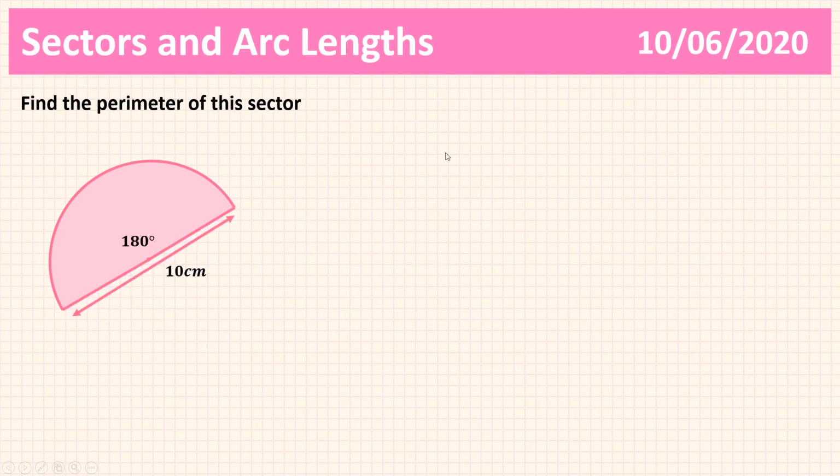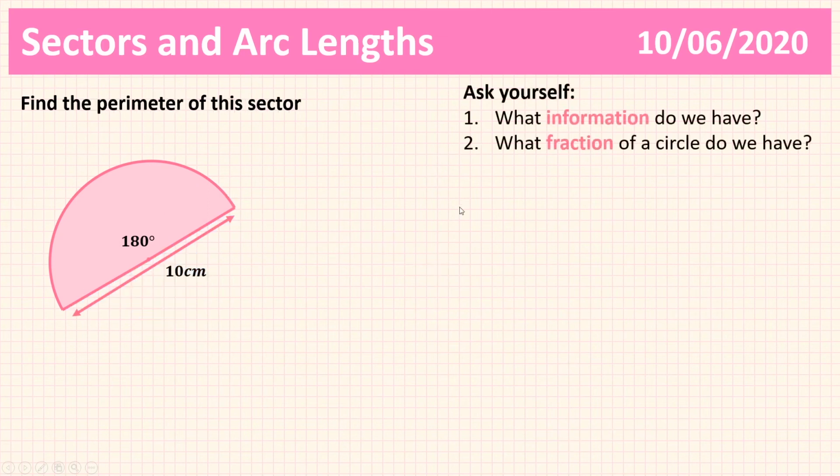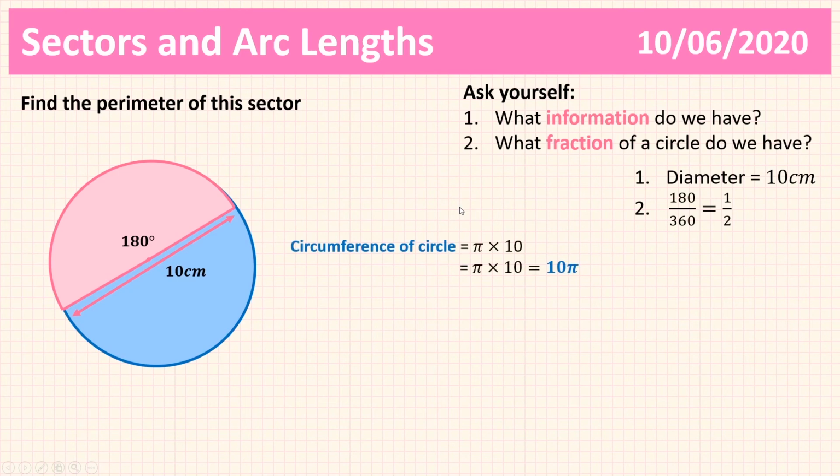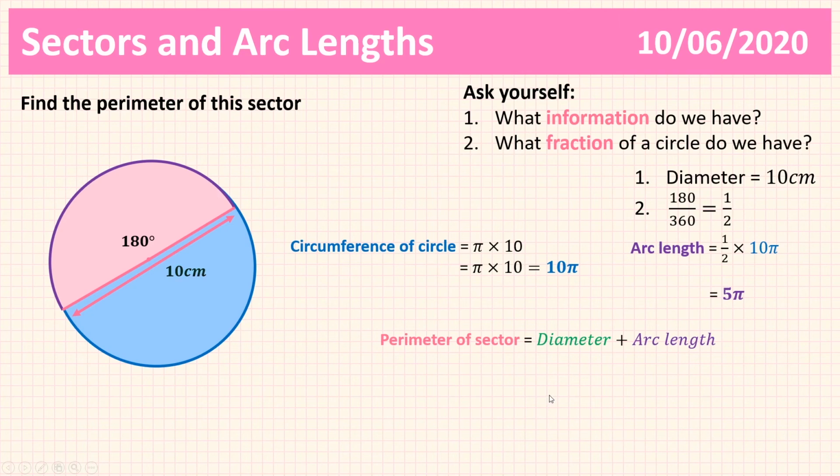So now let's work out the perimeter of this sector. Once again, what do we know? What fraction of a circle is it? So we know the diameter is 10, we know it's half of a circle, so then we can say that the circumference of the full circle is 10 pi. Then we can say that the arc length is half of that, which would be 5 pi, and then we just do the diameter, add the arc length, which gives us 25.71 to 2 decimal places. Now hopefully that's been useful and you'll be able to work that out.